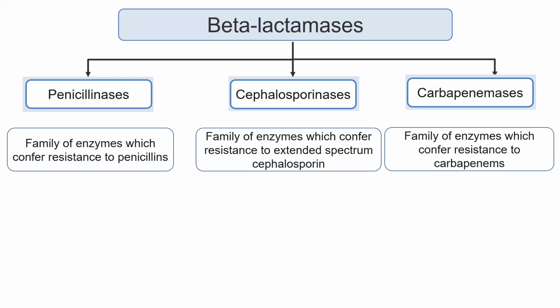There is one group, the penicillinases, a family of enzymes which confer resistance to the penicillins. There is another family called cephalosporinases, a family of enzymes which confer resistance to the extended spectrum cephalosporin. And the last family of the beta-lactamases is called carbapenemases, which are enzymes that confer resistance to the carbapenems.